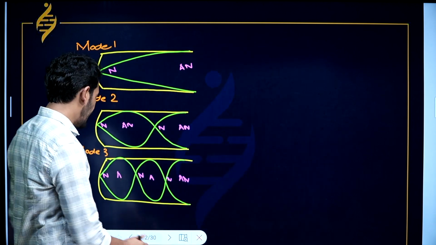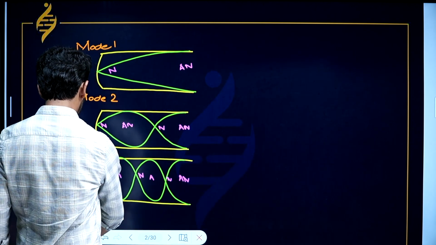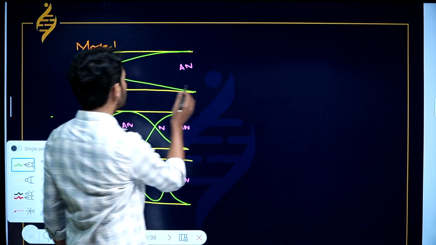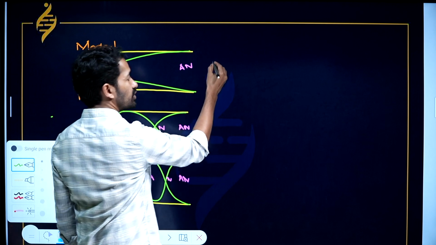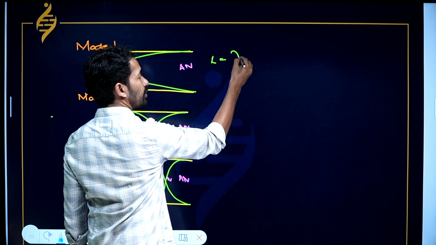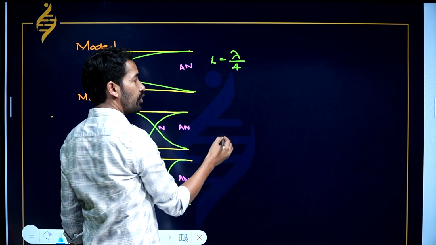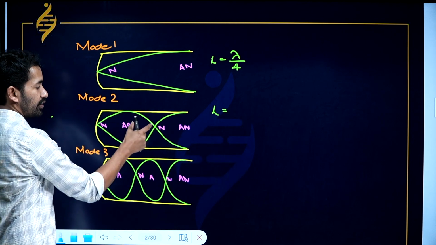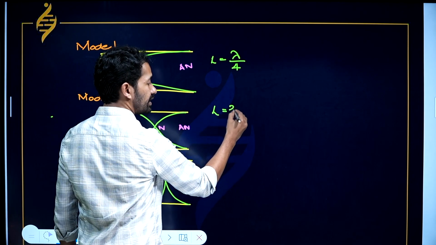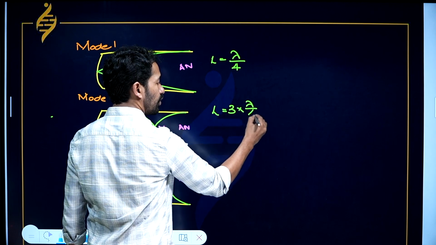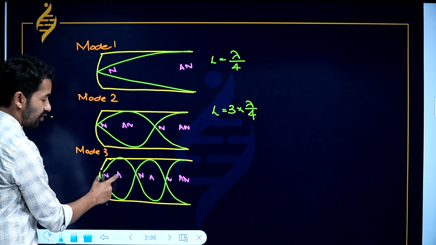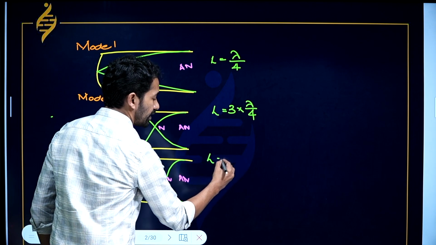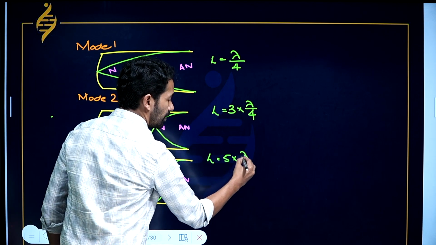Now let's see the length. In the case of length, what is happening here? See, in the first one, you have a node and an antinode. So what is the length here? Length is equal to lambda divided by 4. Now what about here? Length is equal to 1, 2, 3, so it is 3 into lambda by 4. Now what about here? 1, 2, 3, 4, 5. And here the length is equal to 5 into lambda by 4.